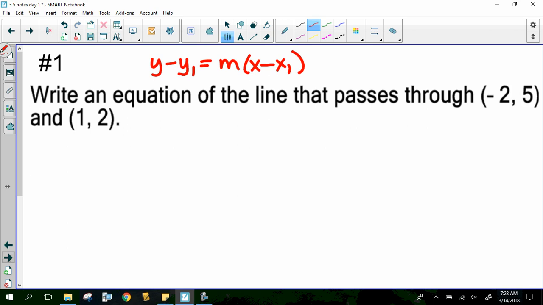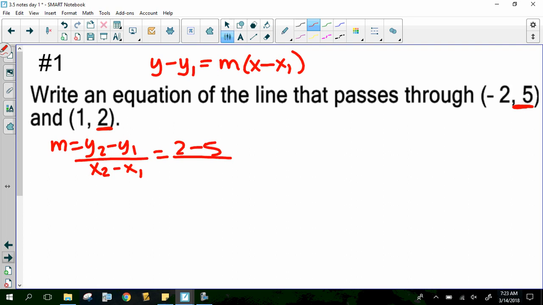So we find the slope. Remember, the slope formula is y2 minus y1 over x2 minus x1. So my y2 is 2, my y1 is 5. So 2 minus 5 over, I have to start with this one now, 1 minus -2. Minus a negative becomes a positive, so I have a -3 on top and a +3 on the bottom, which gives me a -1 for my slope.